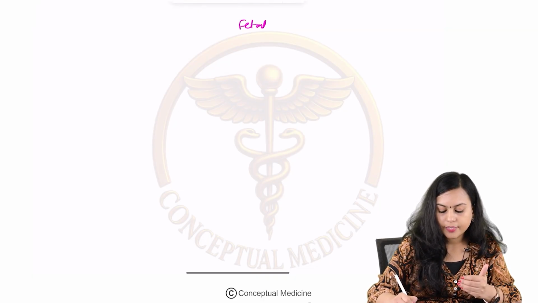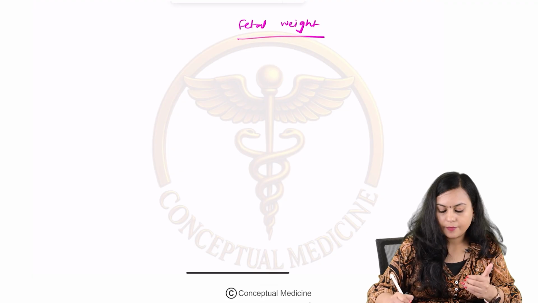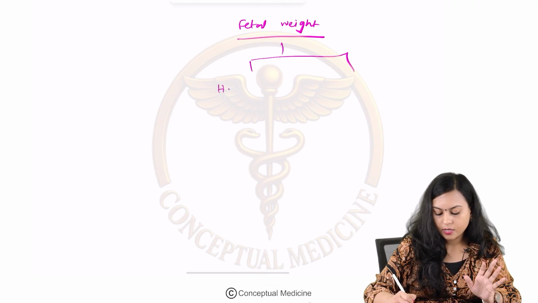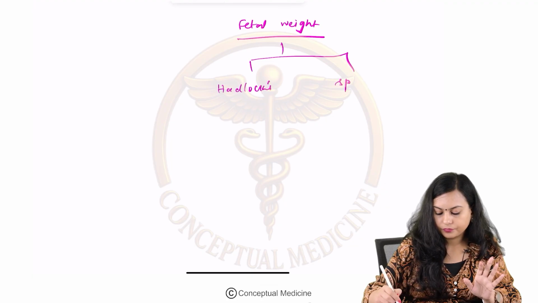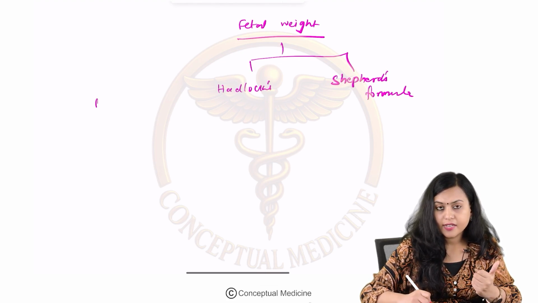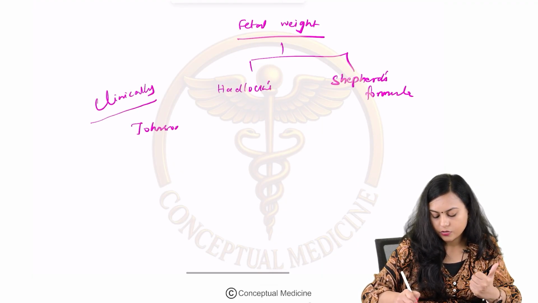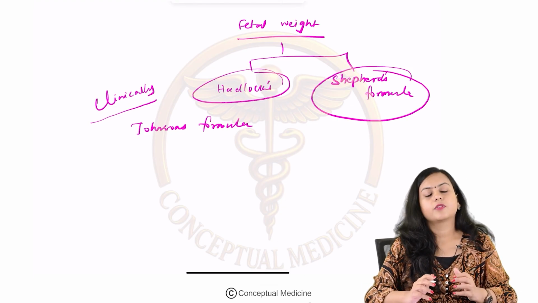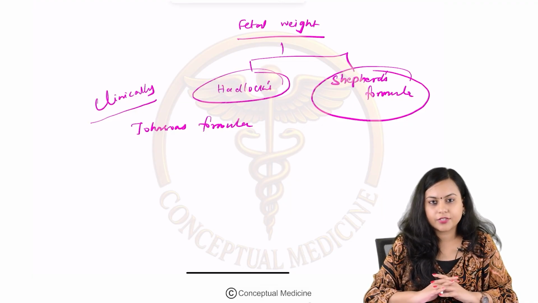Now I just want to add one point. I told you fetal weight measurement can be done in ultrasonogram, and the formulas we use for fetal weight measurement in ultrasonogram are Hadlock's formula and Shepard's formula. Okay, just know the names. And clinically, what is the formula we use? Yes, it is Johnson's formula. Okay. So with this, we will be completing the discussion on ultrasound. So until we meet in the next video, happy learning, take care and bye-bye.